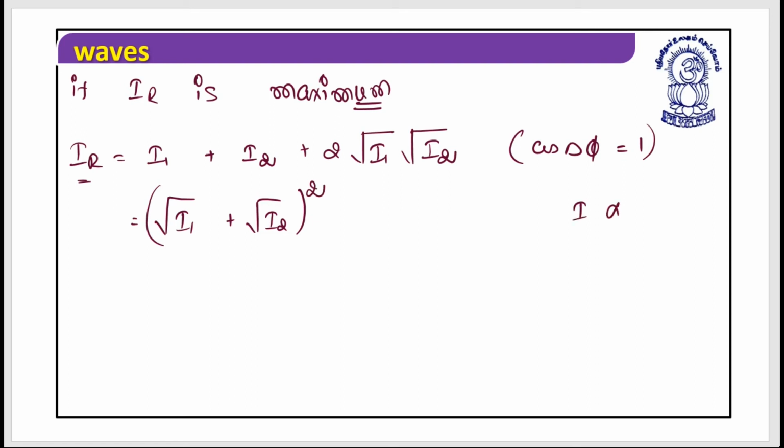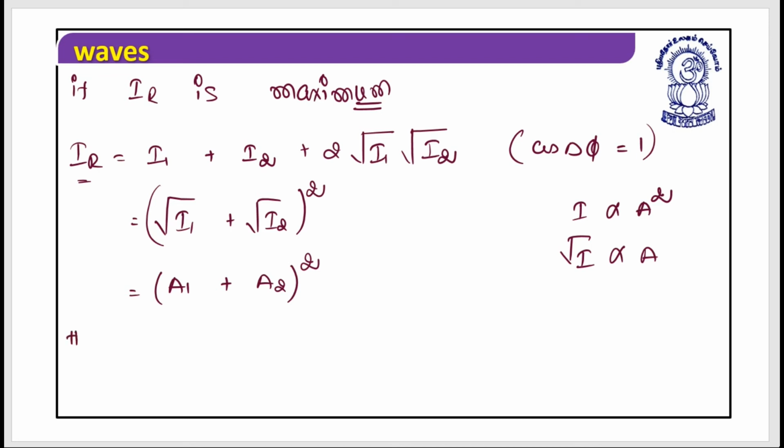And as we understood that I is directly proportional to A square, root of I is directly proportional to A. So this could be written as A1 plus A2, whole square. This is the resulting intensity, IR, which equals A1 plus A2 whole square. I hope this is clear.